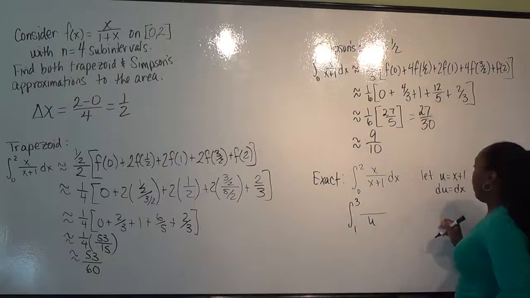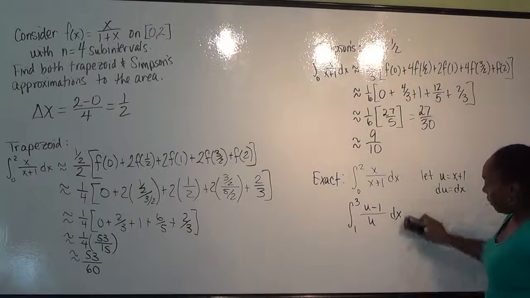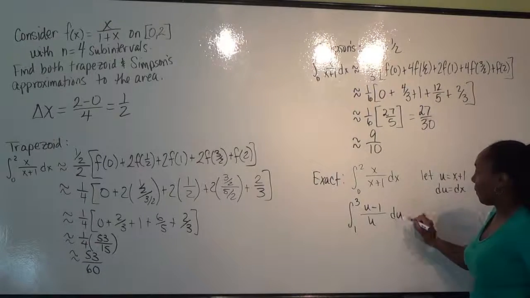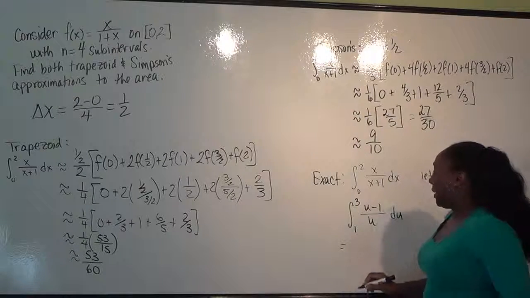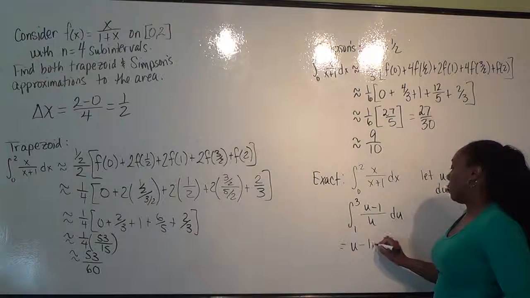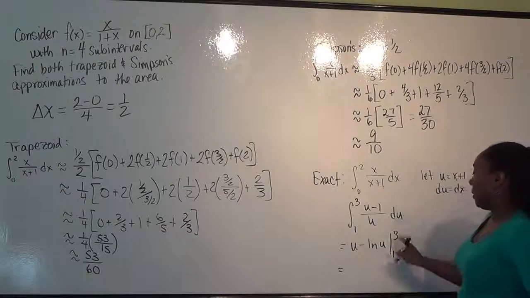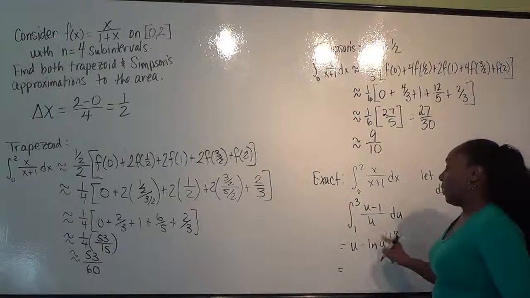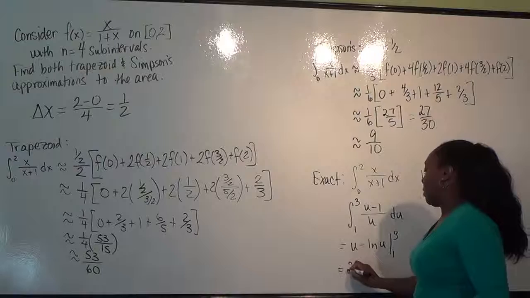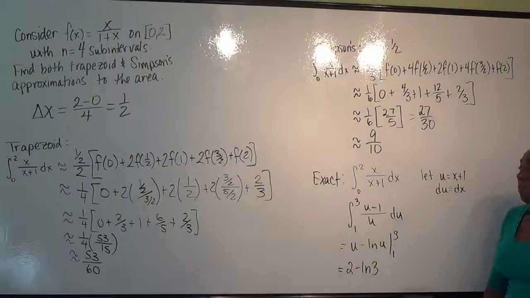The x plus 1 on the bottom means that I get a u minus 1 on the top. Oops, that should be du. Okay. From there I can see that's 1 minus 1 over u, which antiderivative is going to be u minus the natural log of u. And then plugging in, we can see we're going to get a 3 minus the natural log of 3 minus a 1 plus natural log of 1, which gives us a 2 minus a natural log of 3. So this is our exact value of the integral.